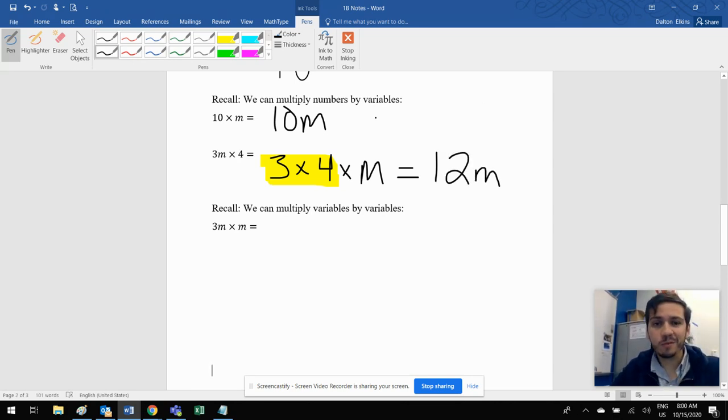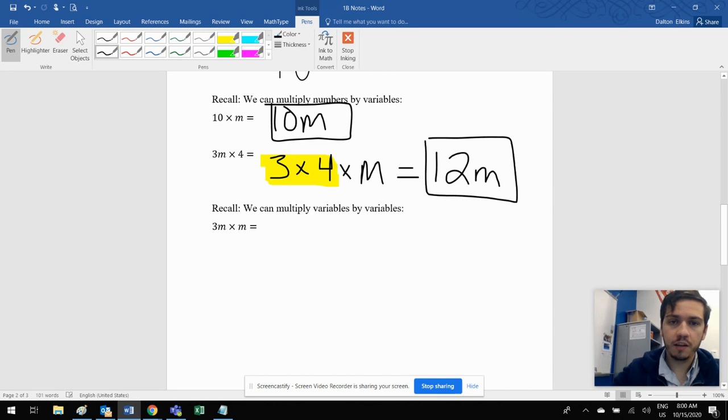The important thing is when we multiply numbers by variables, we're actually not going one step further. We don't know what m is. M could be anything. So since we're still anticipating something, we're just going to leave this as 12 times m. So we can multiply numbers by numbers, and multiply numbers by variables.